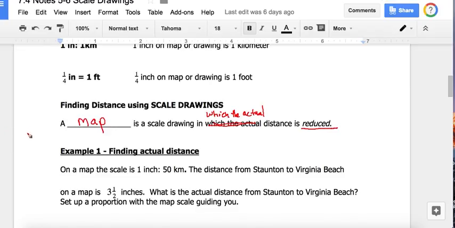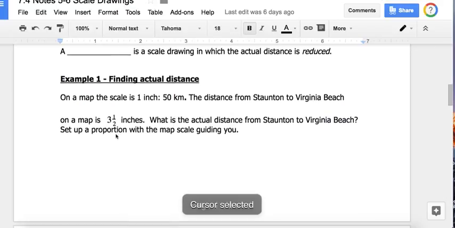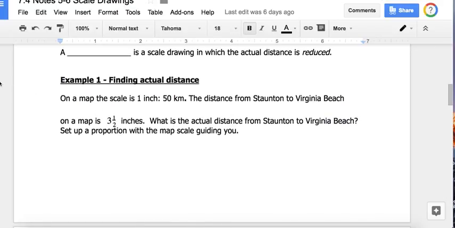Okay, now let's look at some examples. Example 1, finding the actual distance. It says, on a map, the scale is 1 inch equals 50 kilometers. Let's underline that. The distance from Stanton to Virginia Beach on a map is 3.5 inches. Underline 3.5 inches. What is the actual distance from Stanton to Virginia Beach? Set up a proportion with the map scale guiding you. Underline what is the actual distance.